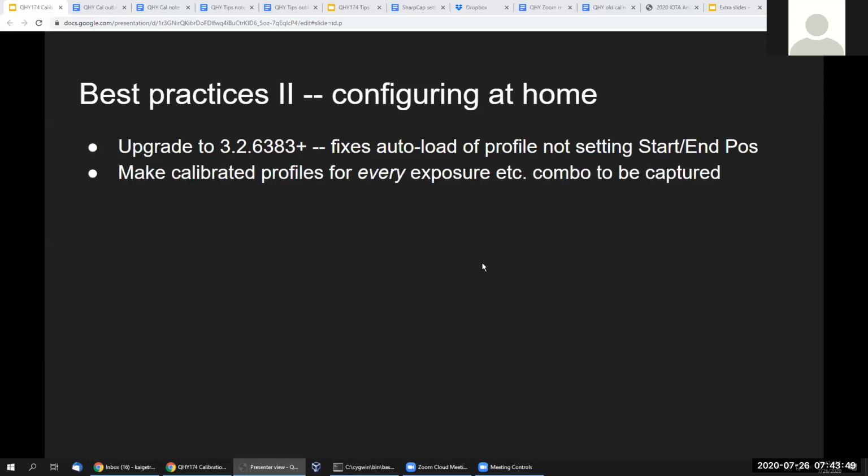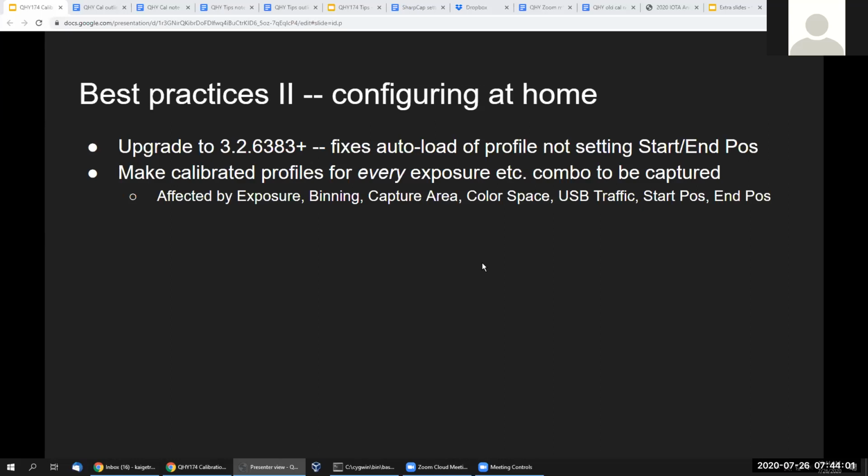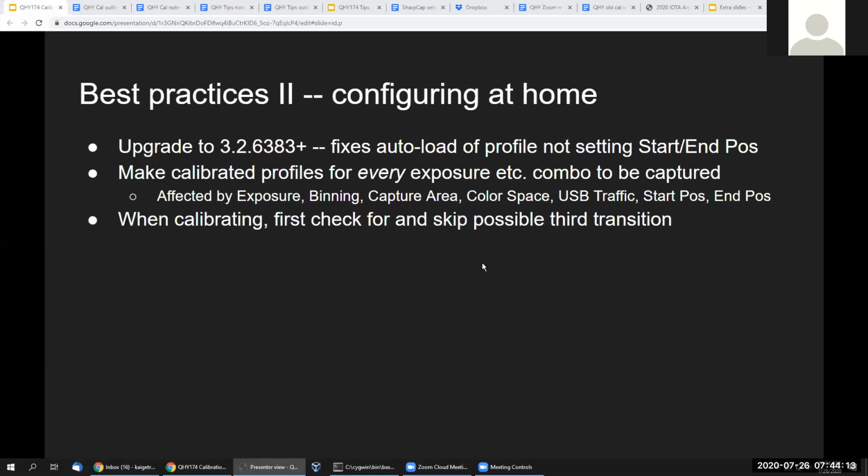Unfortunately, we have to make calibrated profiles for every exposure combo we use, because the auto preset when changing exposure can be wrong. If we change any of these settings, you need to make a calibrated profile for it. I know it sucks, but it avoids the bugs we have currently, and especially the bad calibration error and frozen timestamps, losing our timing data.